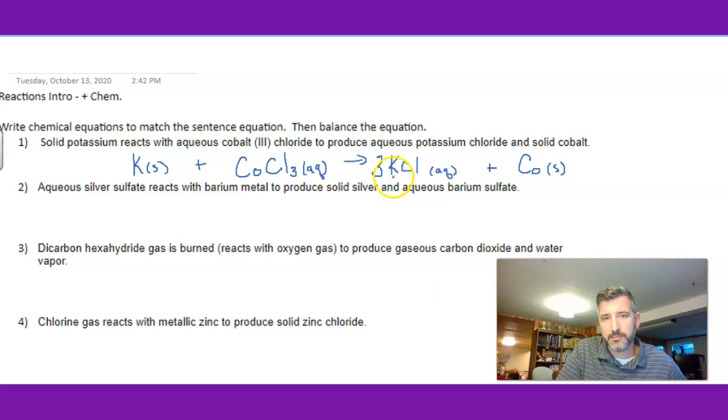So that gives me 3 potassiums as well, though. So I will have to put a 3 out in front there. Cobalt's already balanced 1-to-1, so we should be good. Okay, let's try another one.